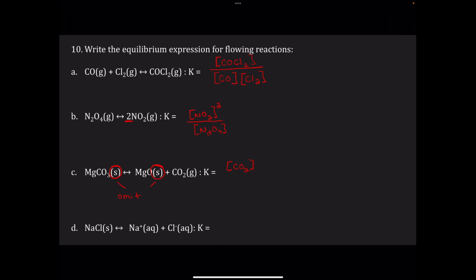And then finally we've got sodium chloride breaking into sodium cations aqueous and chloride anions aqueous. My K is going to equal concentration of my products, each raised to their coefficients, divided by my reactant. My reactant again is a solid. We omit it, so there's nothing in that denominator here.